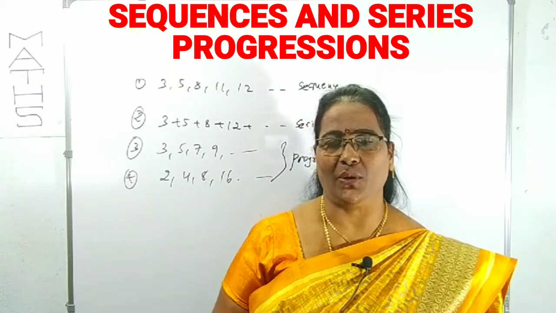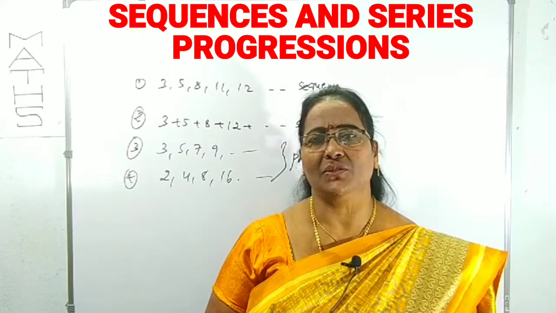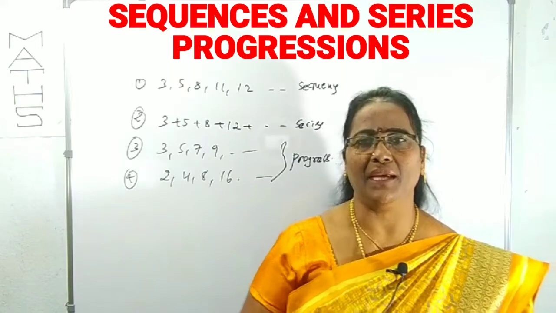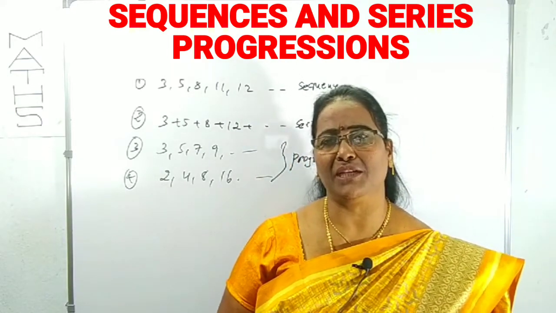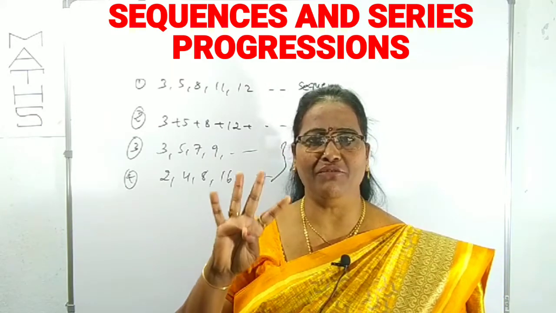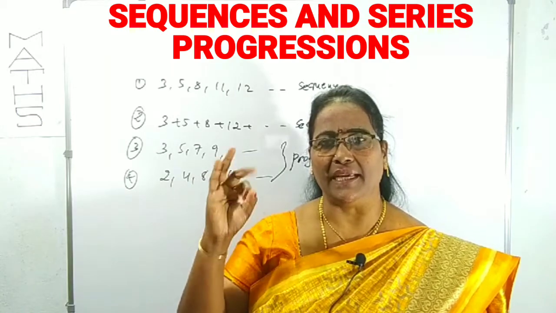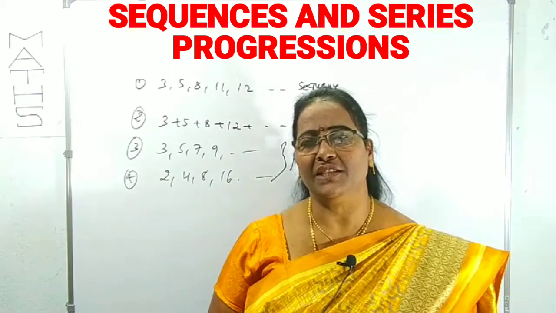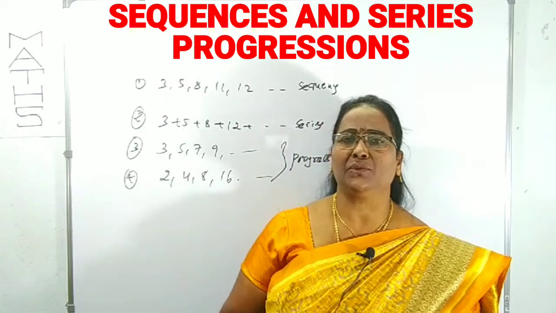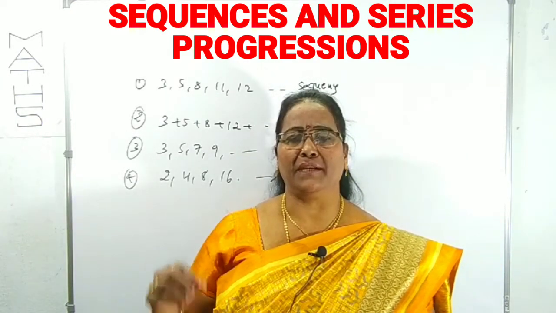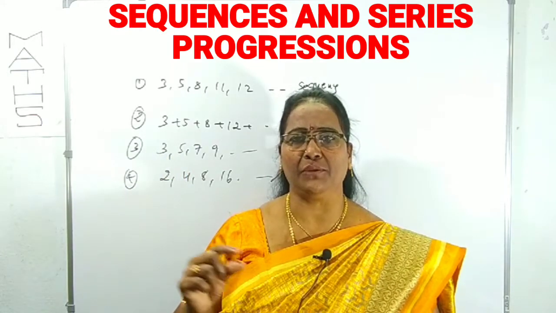In this video, we are going to discuss sequences, series, and in that sense, progressions. There are majorly 4 types of progressions: AP, GP, AGP, HP. How many types of progressions do you have? There are 4 types. What are those? AP, GP, AGP, HP. We can come across these 4 types one by one, but in today's video I am explaining only AP, which is called arithmetic progression.